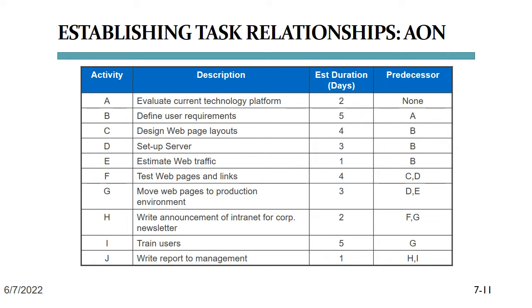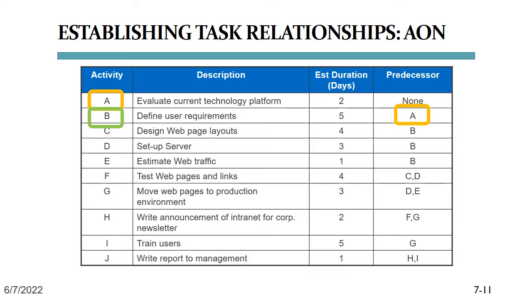That predecessor column contains the information we're after. It shows how our tasks are connected. Obviously, A is the first task and J the last one. We see that B follows A. But what about B? Define user requirements. In a waterfall approach, we have to have the requirements first before we can design web page layouts, set up a server, and estimate web traffic.